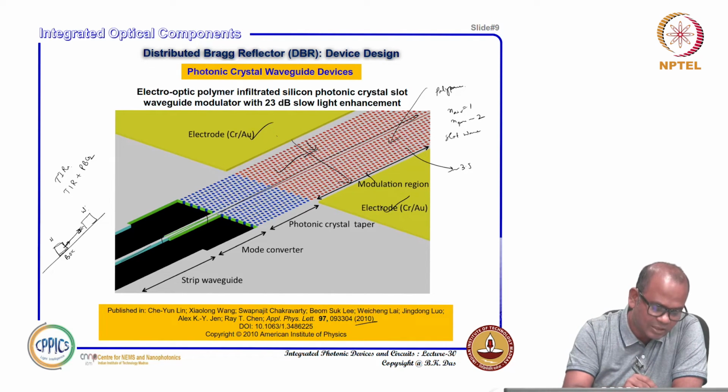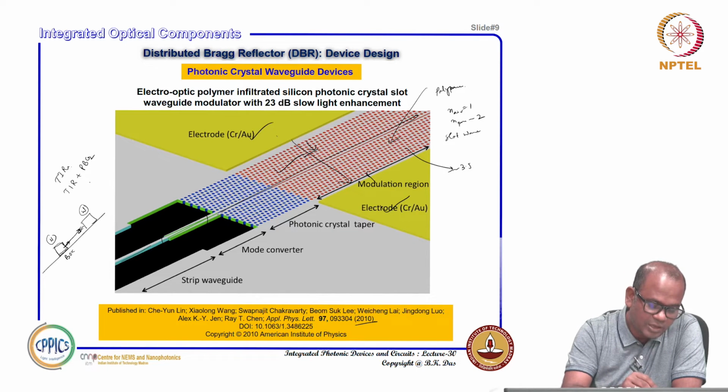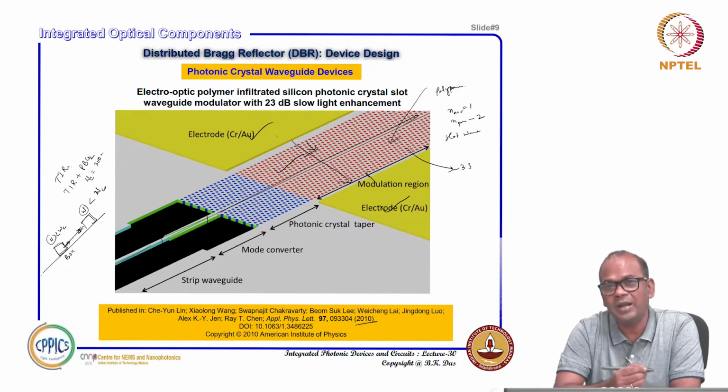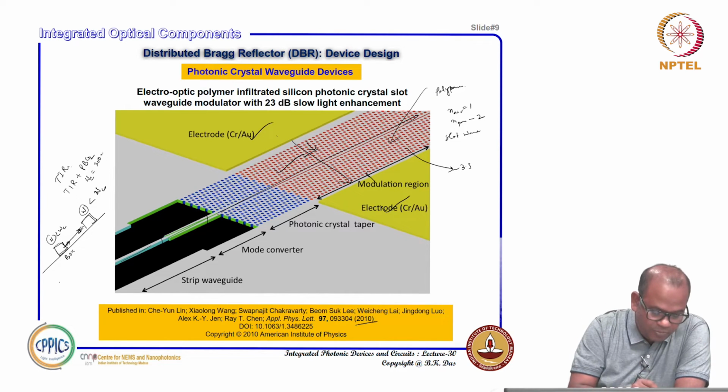But if you consider this W not sufficient to guide even a single mode, suppose a single mode can be guided with a cutoff W maybe around 300 nanometer, and you create this structure which is less than 300, or less than WC, this is also less than WC. So independently they will not be able to confine light. However, if you bring them closer, then what happens?